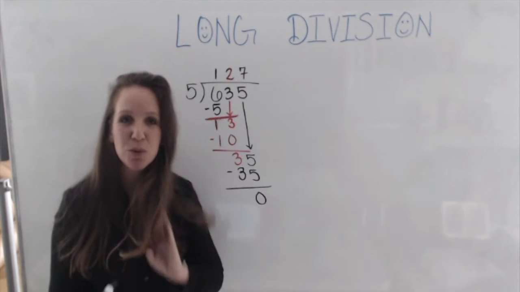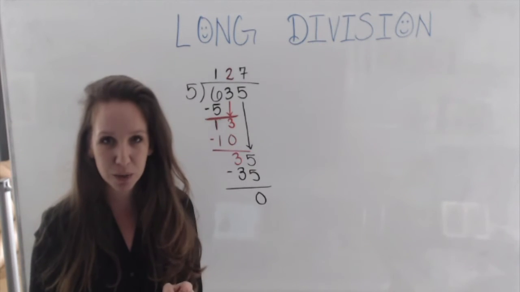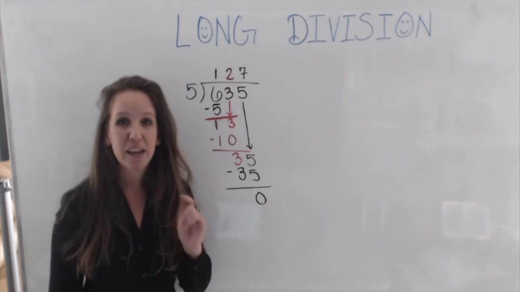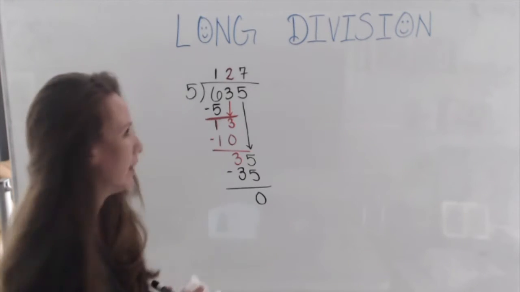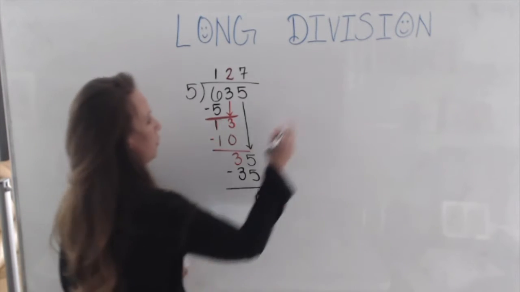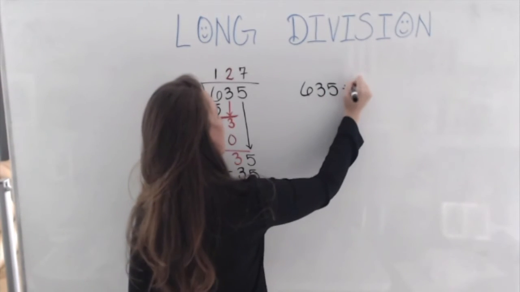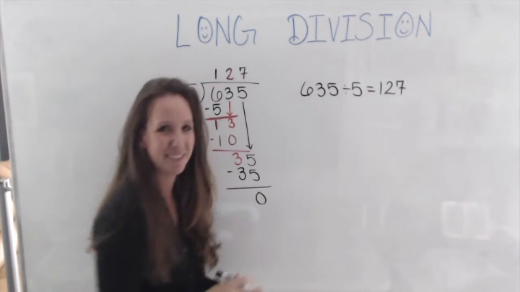Now, if you understand what I've been doing, I want you to continue on your worksheet all on your own. Use this video to check your answers. If you don't understand, I'm still going to continue to work through more problems. Don't worry. So, 635 divided by 5 is 127. That's it.